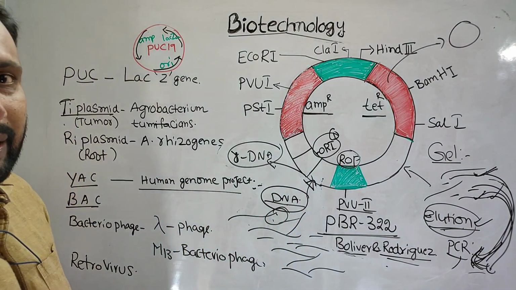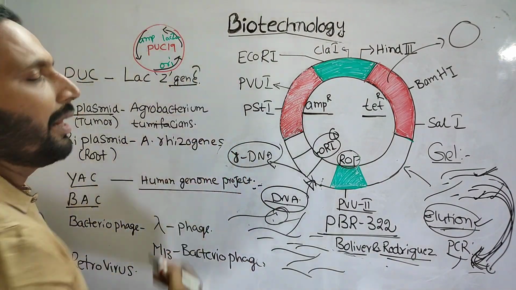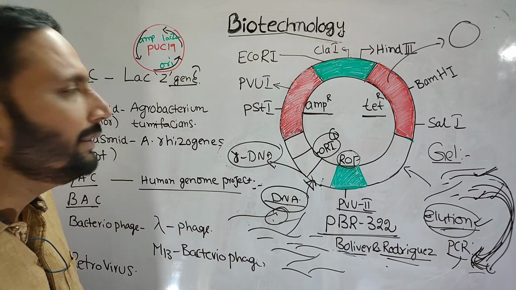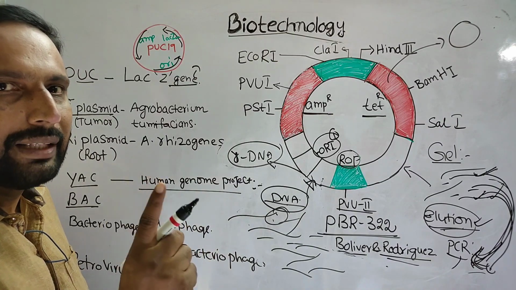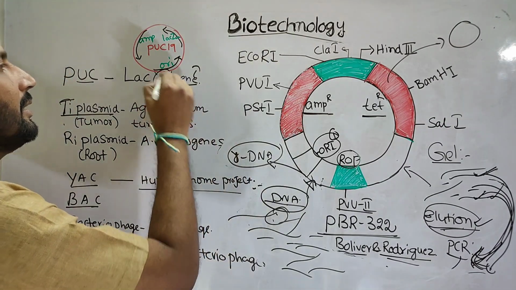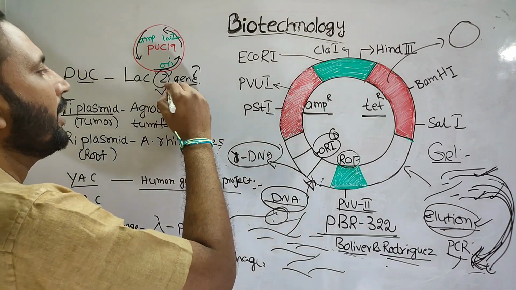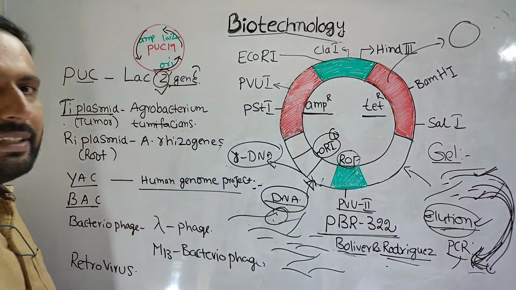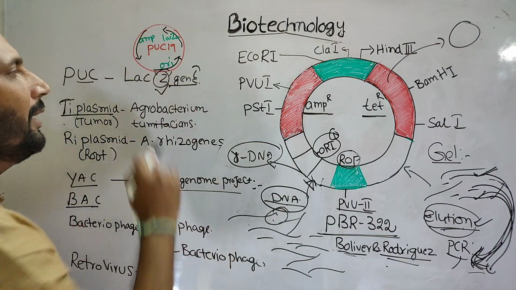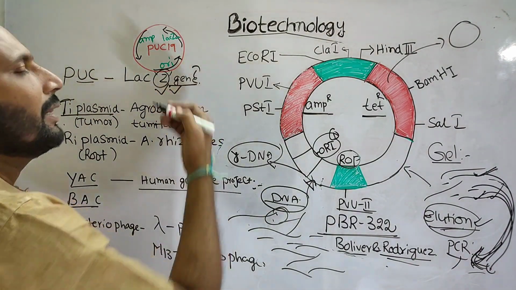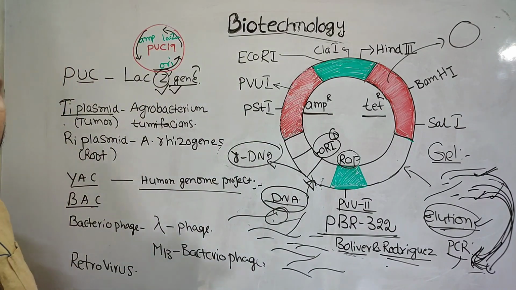Whereas in pUC, the marker gene is responsible for the synthesis of an enzyme, beta galactosidase, which is formed by the Z gene. So here the marker is the lacZ gene. In pBR322 the markers ampicillin and tetracycline are antibiotic resistance genes, whereas the lacZ gene is involved in the synthesis of beta galactosidase. Anyway, these are the vectors.